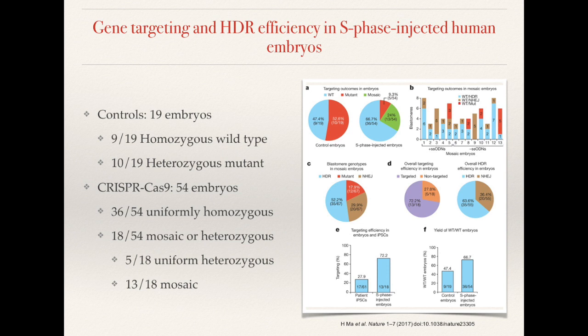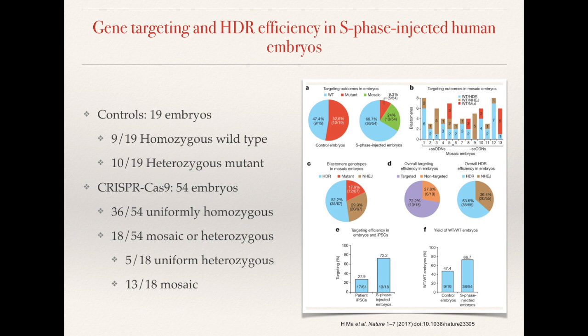There were 54 S-phase injected embryos. Of the 54 embryos injected, 36 were uniformly homozygous wild-type, 5 were heterozygous mutant, and 13 showed mosaicism. Of the mosaic embryos, there were 67 blastomeres. 35 used the HDR repair pathway, 12 contained a mutant copy, and 20 used the NHEJ pathway.